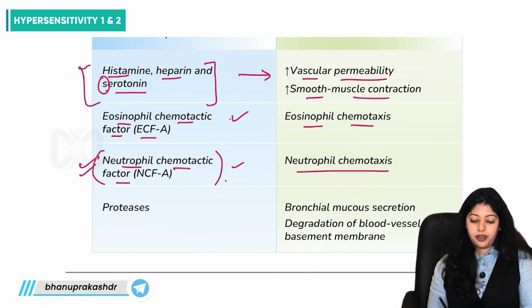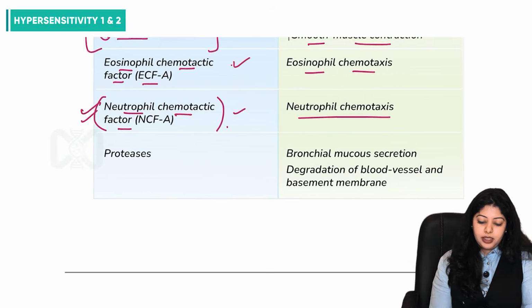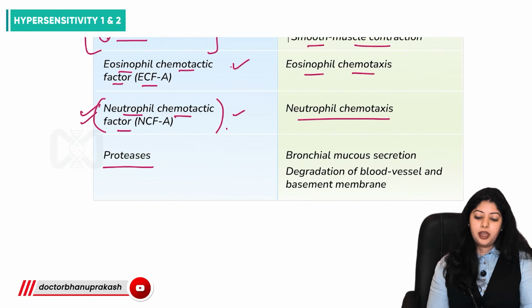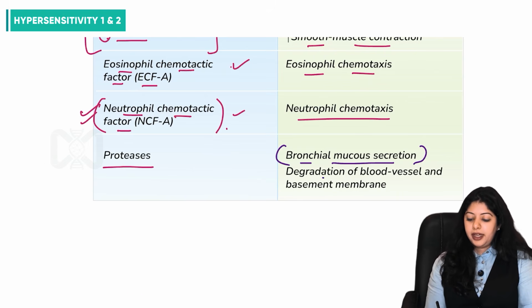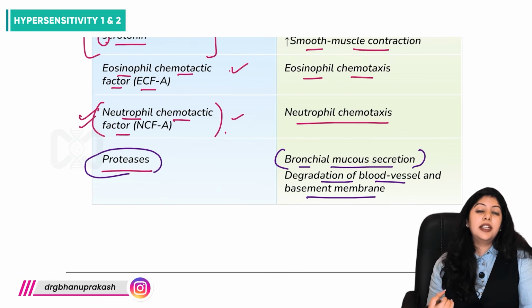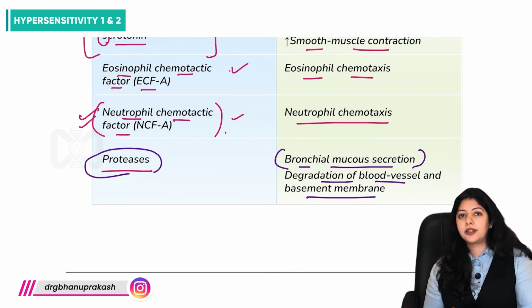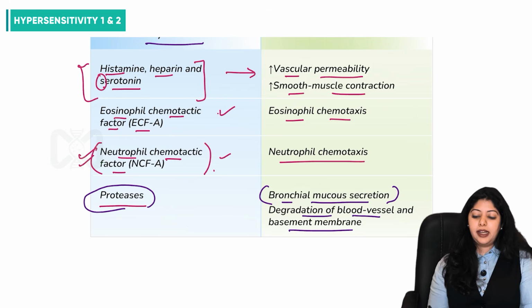neutrophil chemotactic factor. And then we have P standing for proteases. The main role of proteases is bronchial smooth muscle contraction and secretion of mucus, right? And degradation of blood vessels as well as basement membrane. So proteases are majorly causing the degradation of protein material in the cells, right? So these are the important mediators as well as their modes of action.